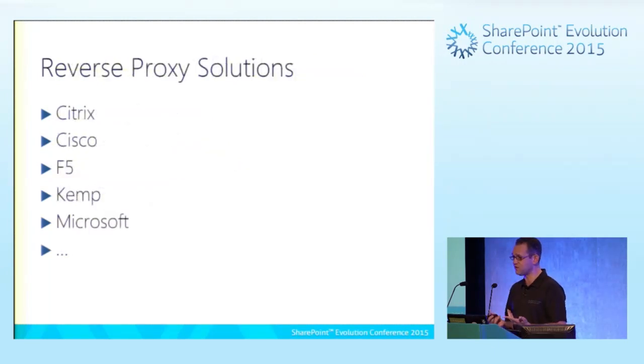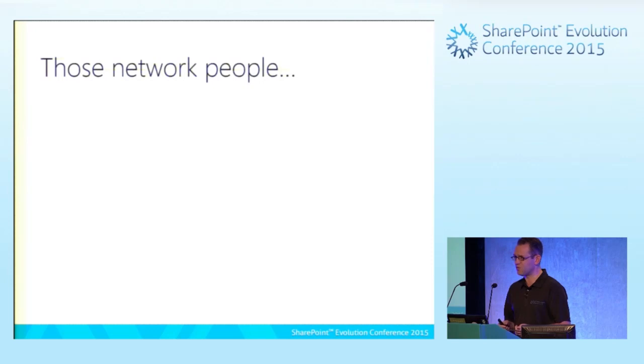Now, some reverse proxy solutions. There are many vendors on the market. We've got Citrix, Cisco, F5, Kemp, Microsoft even. And well, Microsoft, the network people don't really like them, right? So if you go to a customer and you say, okay, network people, we want to republish SharePoint to the outside world, and we're going to put a Microsoft product right in front of it and expose it on the internet, now, you all know that's also always a very interesting fight.